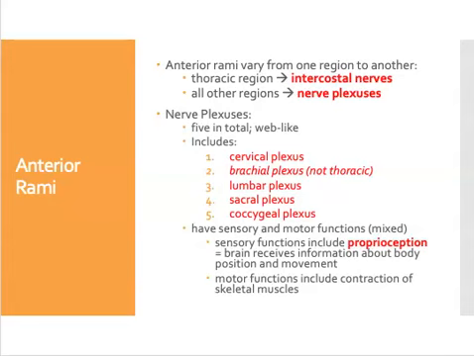Now, an important point here, there is no thoracic plexus. It doesn't exist. There is a brachial plexus. This is a plexus that occurs right around the area of the armpits, if you will, in a human being. But there is no thoracic plexus. Remember, the anterior rami in the thoracic area of the cord are going to become intercostal nerves. It's in the other regions that the rami will become these plexuses.